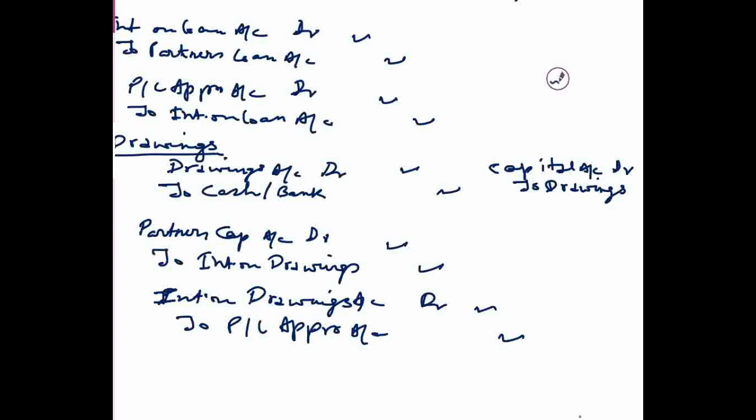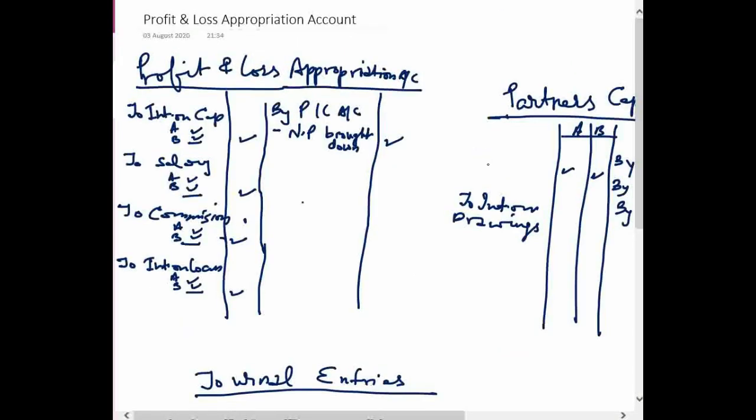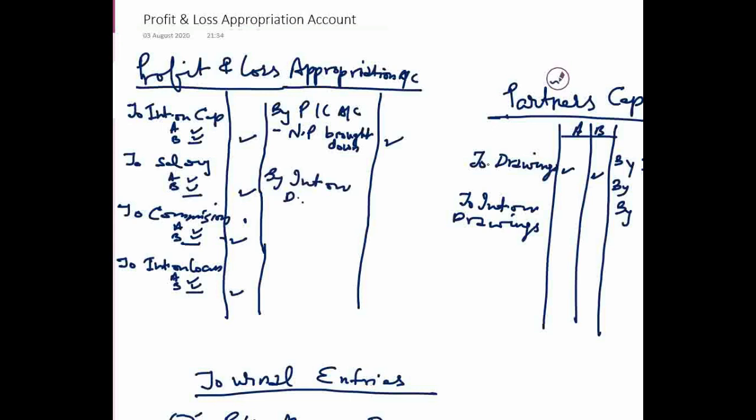The drawings account gets closed, but as a result of this posting the entry in the capital account will appear like this, over here, to drawings. And in the P&L appropriation account it will appear as by interest on drawings. Why? Because our second entry was interest on drawings debit to P&L appropriation. So in P&L appropriation we write by interest on drawings.